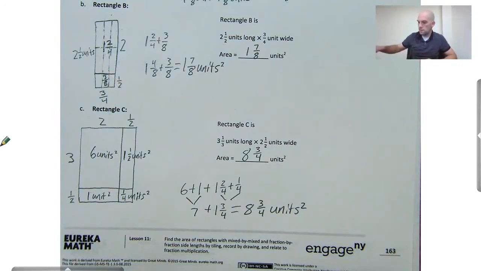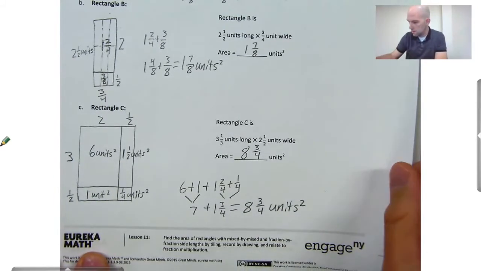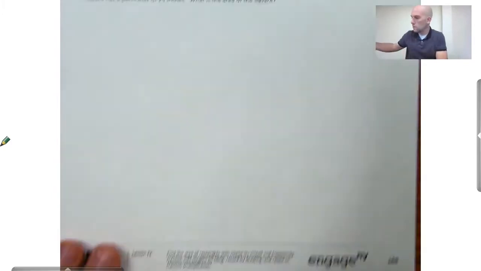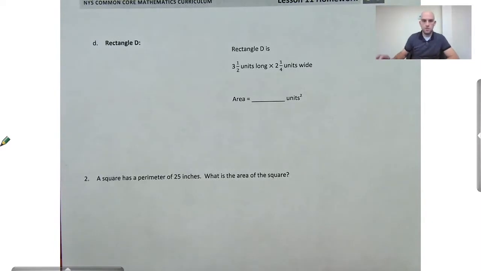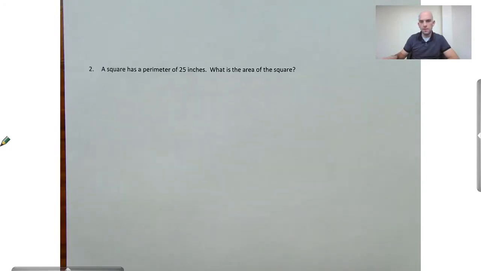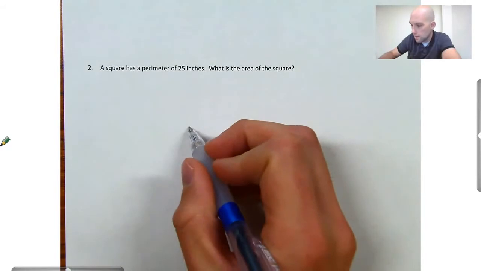All right. So we will move to our next page here. I think let's do this word problem down here. So the square has a perimeter of 25 inches. What is the area of the square? Let me draw my square here.